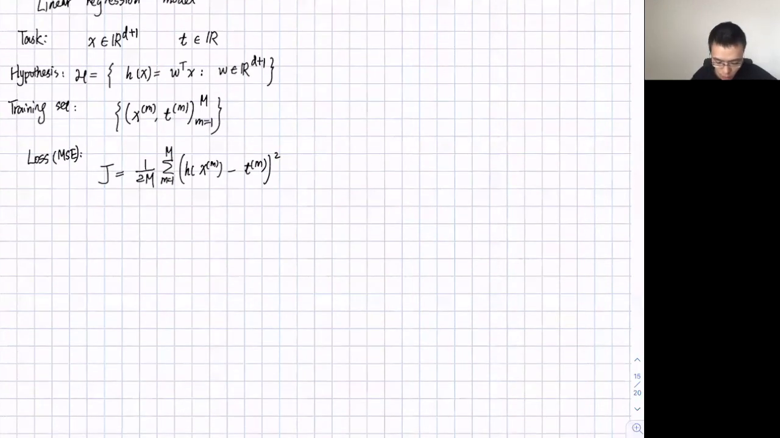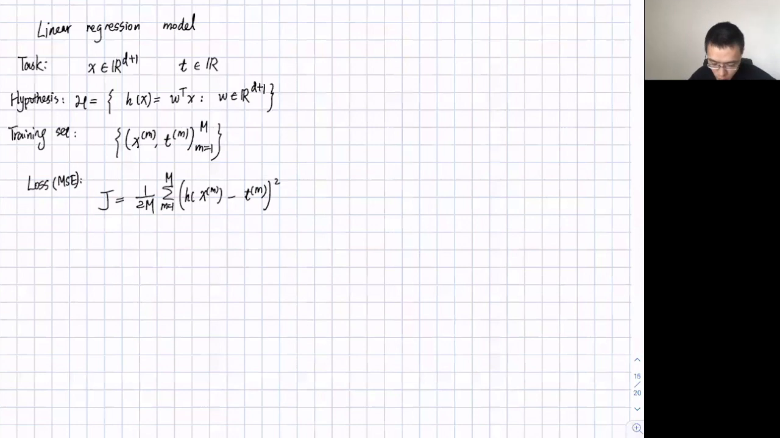Alternatively, we can represent it as a vector-matrix multiplication. Suppose I have that many samples, and suppose my X is defined to be this, my design matrix. I just stack all the samples together, x^(1) up to x^(2), and so on, until x^(M), which is an M by D+1 dimensional space.